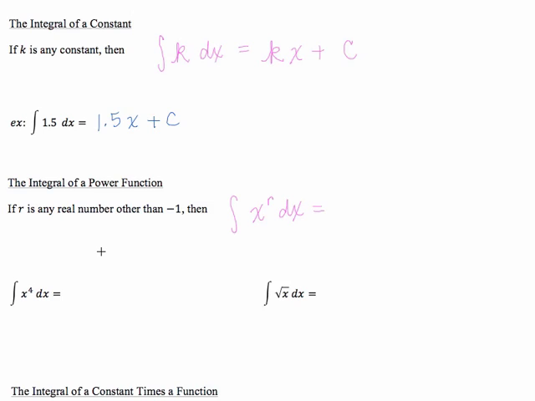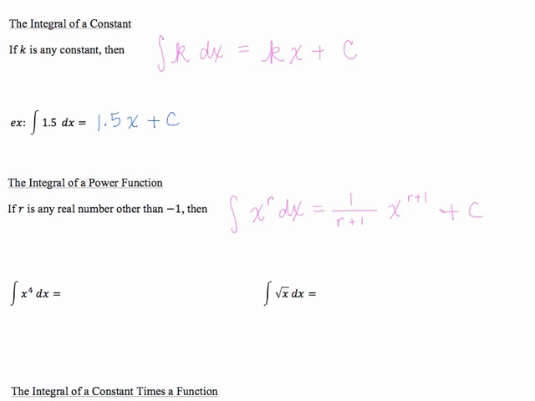So because normally you bring the power down out front, we have to account for that with a 1 over r plus 1. And then we have to add 1 to the exponent, because when you differentiate, you decrease 1 from the exponent. So we're doing the opposite. And then plus the constant of integration c.